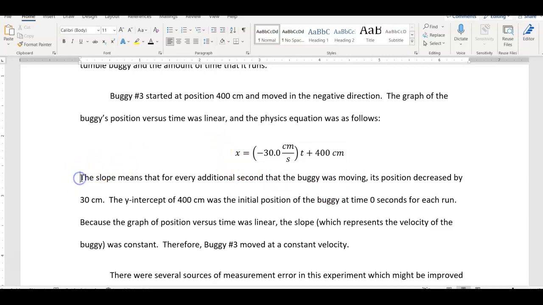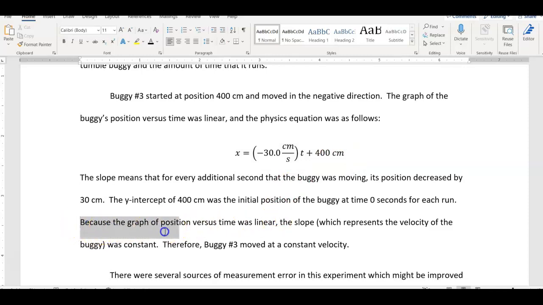Okay, this is still part of the same paragraph, so I didn't indent, but I want to explain what the slope means. This minus 30 centimeters per second means that for every additional second that the buggy was moving, its position decreased by 30 centimeters. And then here we have a clear meaning of the y-intercept, so let's explain it. The y-intercept of 400 centimeters was the initial position of the buggy at time 0.